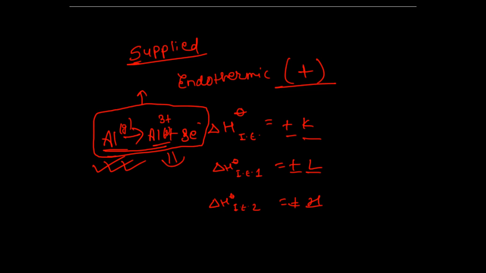Now let's talk about the factors affecting ionization energies. There are basically two factors affecting ionization energy. They are: one, nuclear charge, and two, shielding effect.